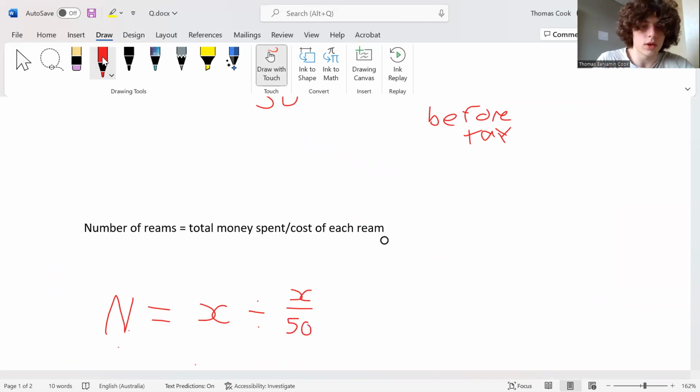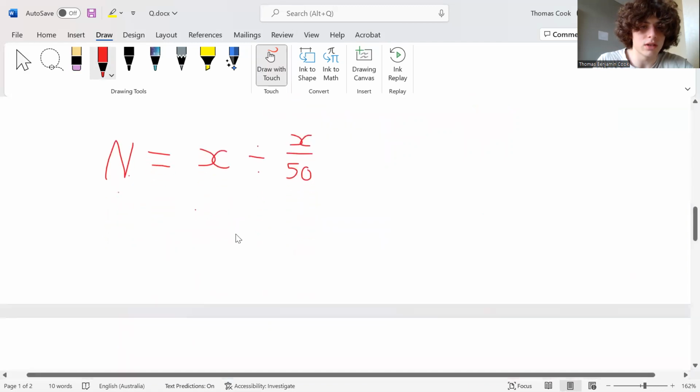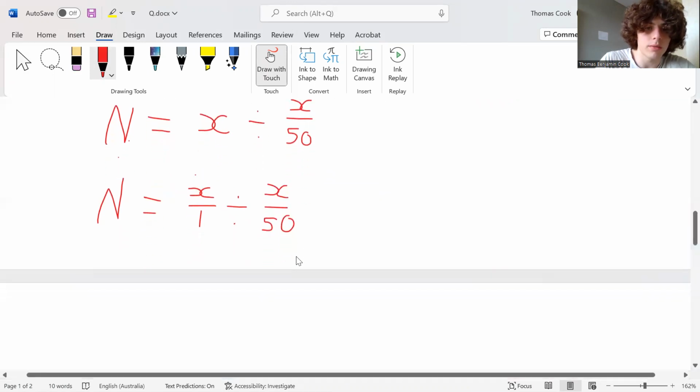Okay, cool. So here's the point where you may be thinking, oh my God, but I don't know what x is, so this is just not solvable. Well, it will work out. What we're going to do first is convert the first thing to a fraction, x on 1. That's the same as x, so we haven't really done anything, we've just rewritten it so it looks a little different. So x on 1 divided by x on 50.